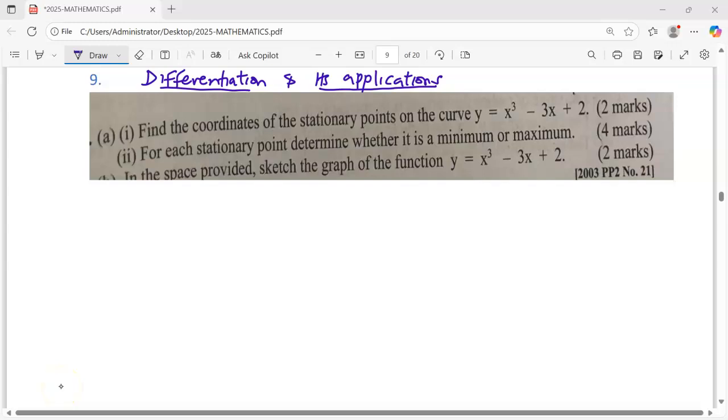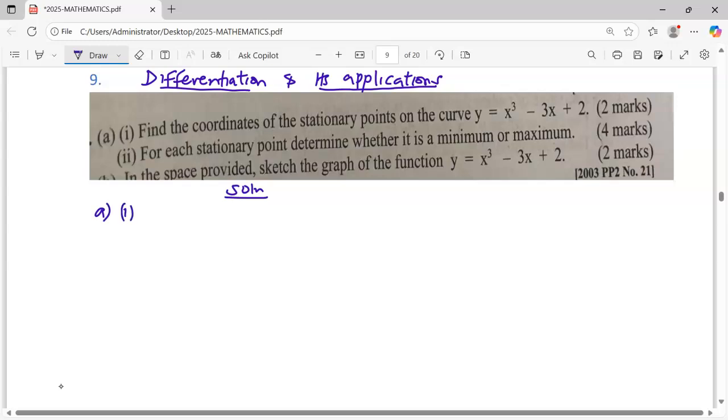This is KCSE 2003 Paper 2 number 21, a question on differentiation and its applications. The question, Roman 1, reads: find the coordinates of the stationary points on the curve y is equal to x cubed minus 3x plus 2. So we are going straight away to begin with Roman 1 of the question. That is part A, Roman 1.